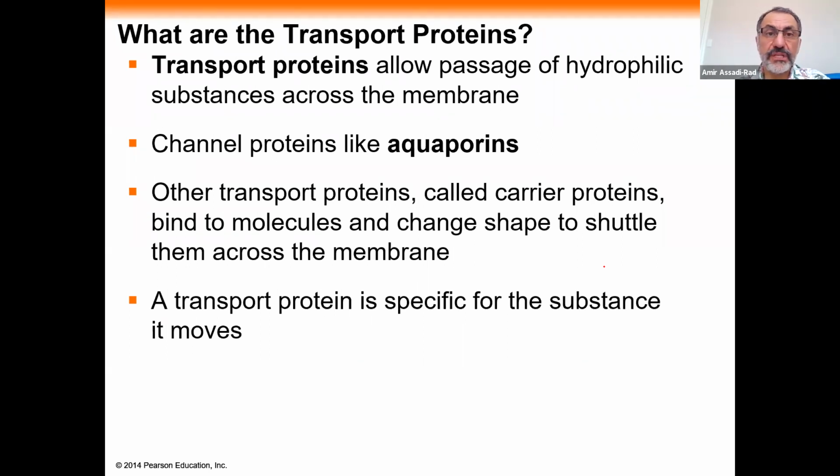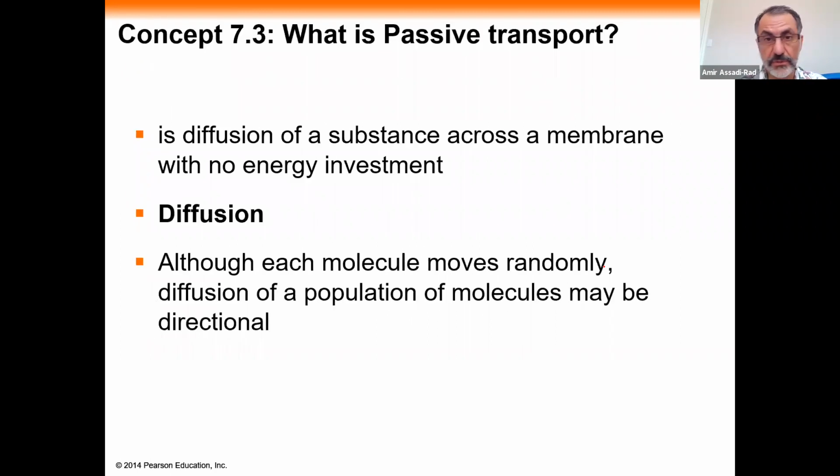What are transport proteins? Transport proteins allow a passage of hydrophilic substances across the membrane. Channel proteins like aquaporins, I talked about that. Other transport proteins called carrier proteins bind to molecules and change shape to shuttle them across the membrane. A transport protein is specific for the substances it moves, of course. All of the proteins are specific.